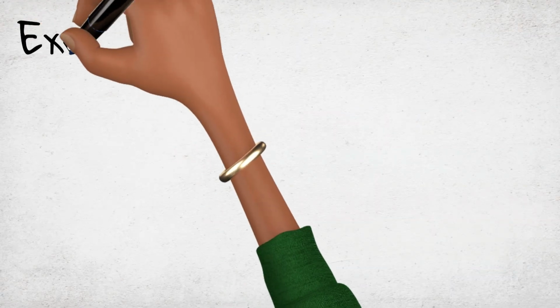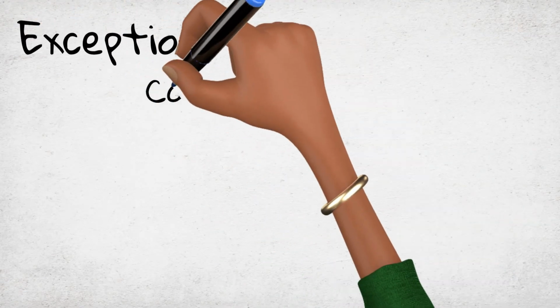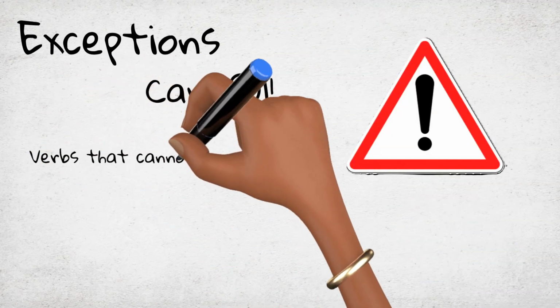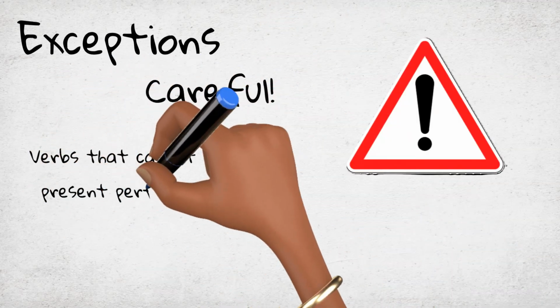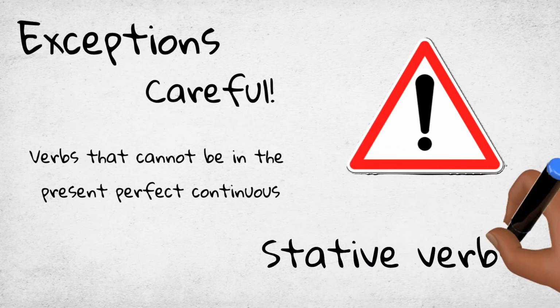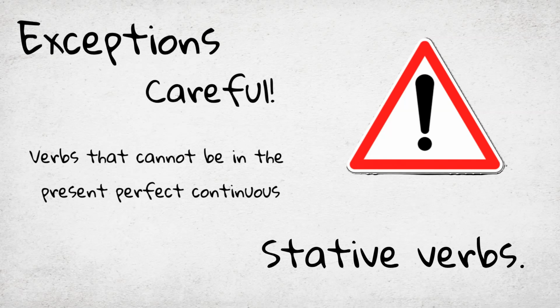Overall, the present perfect continuous is not all that difficult, with the exception of something one has to be really careful with: the stative verbs. These are verbs that cannot be in the present perfect continuous, or any continuous form, sometimes. So let's have a look at some of them, shall we?